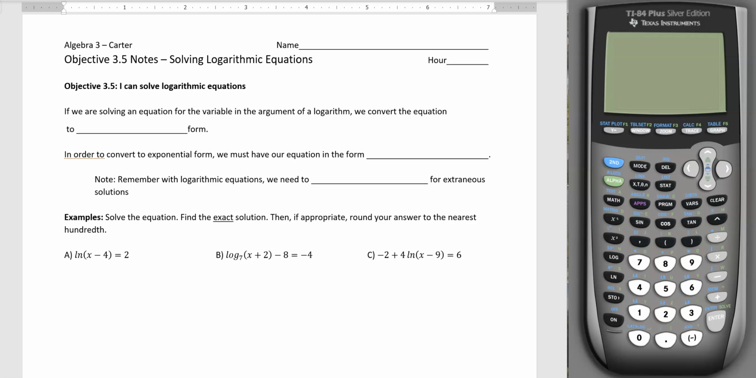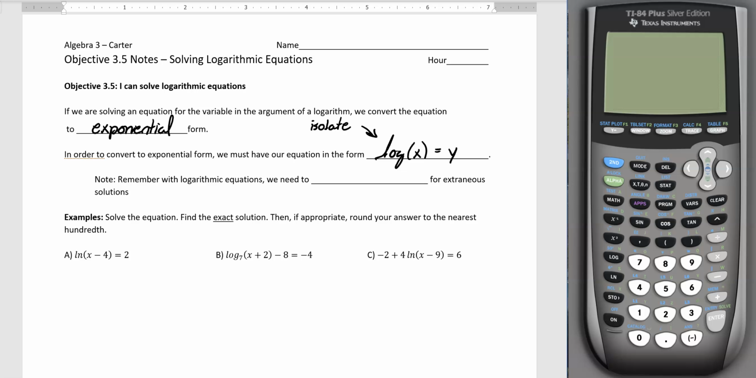If we're solving an equation for the variable in the argument of a logarithm, we need to convert the equation to exponential form. In order to convert to exponential form, we must have our equation in the form log of x equals y, whatever another value may be. The key here is we have to isolate the log. We have to get the logarithm all by itself.